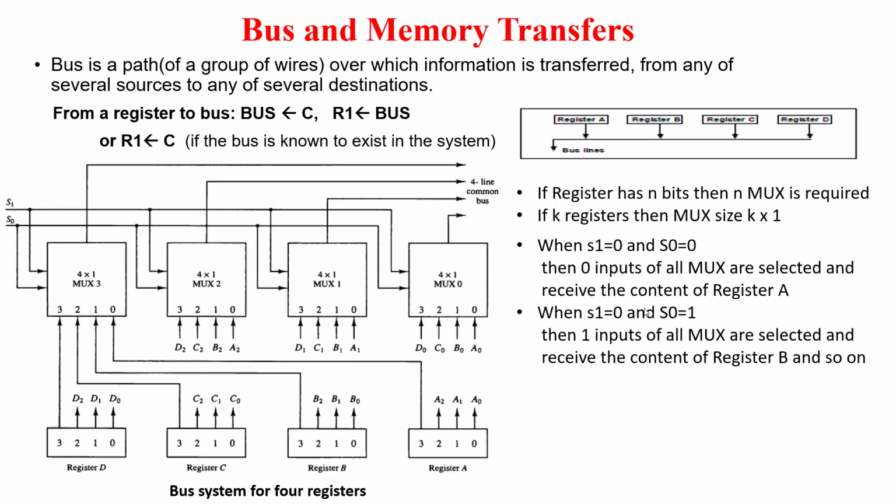Now here we have bus and memory transfer. What is the bus? How does transfer take place from bus to registers, and from register to the bus? So how is the bus going to be helpful to transfer information from one place to another place? And again, we will see how transfer takes place in the case of memory.